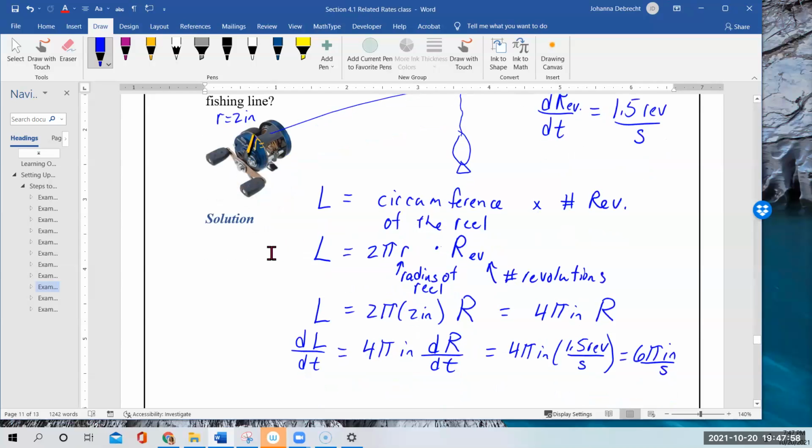Do those units make sense with length per unit time? Yes, inches is a unit of length and seconds is a unit of time. And it makes sense that as you're reeling it in, you've got a change in your revolutions. Now, it's not clear from the problem whether dL/dt should be positive or negative, but think about it. If you're reeling in, the fishing line is getting smaller, which means our revolutions should probably have been negative, which means that our change in the length should also be negative.